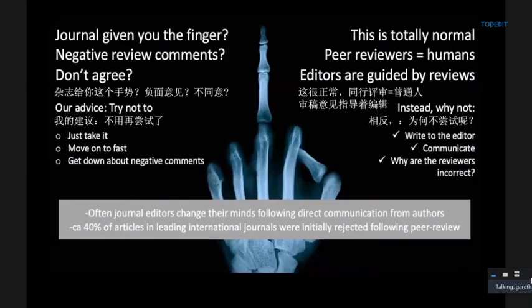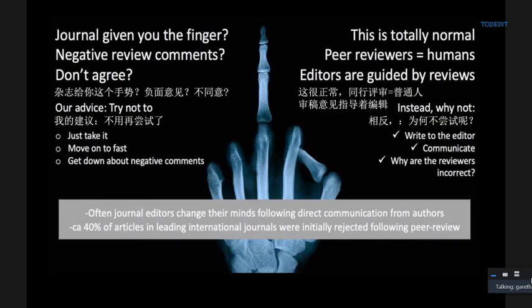So, negative review comments, journal gave you the finger, don't agree. Our advice is to try not to just take it, try not to move on too fast, try not to get down about negative comments. Appeal, talk to editors. Editors are gatekeepers, able to change their minds. Often journal editors do that. They think again about their decisions following direct communication from authors.